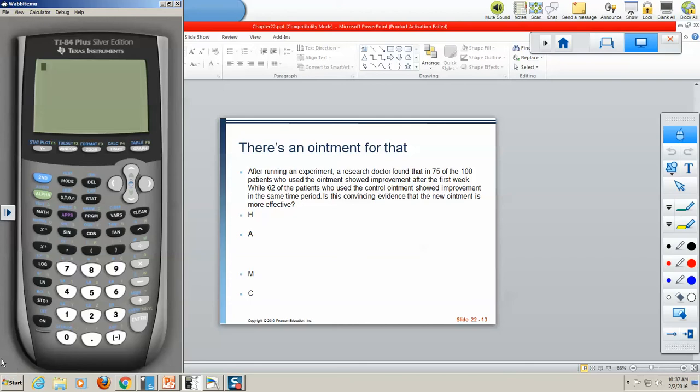Let's turn it on. All of our tests and intervals are under stat tests, and we're looking for a 2-prop Z test. I'm going to run that in there. This is from a different one, so let's put in all of my information here. The first thing I want to put in, my X1 would be my treatment group. So that's 75 out of 100. And then I'm going to put in my control group information. That's 62 out of 100.